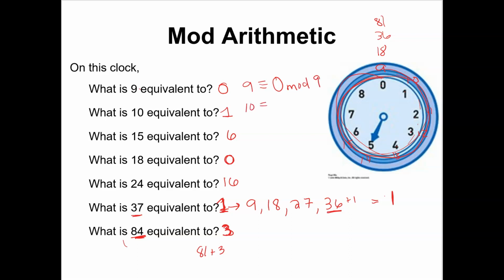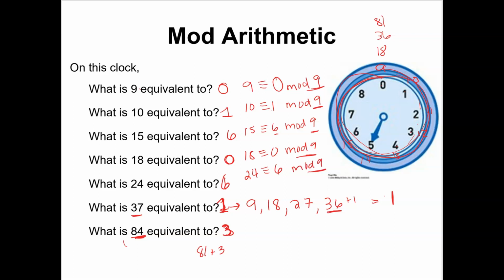And 10 is equivalent to 1 mod 9, and 15 is equivalent to 6 mod 9, and 18 is equivalent to 0 mod 9 because it's a multiple of 9, right? This is 9 plus 1. This is 9 plus 6. 24 is equivalent to, ooh, I said 16. I should have said 6 mod 9. Well, let's think about that.